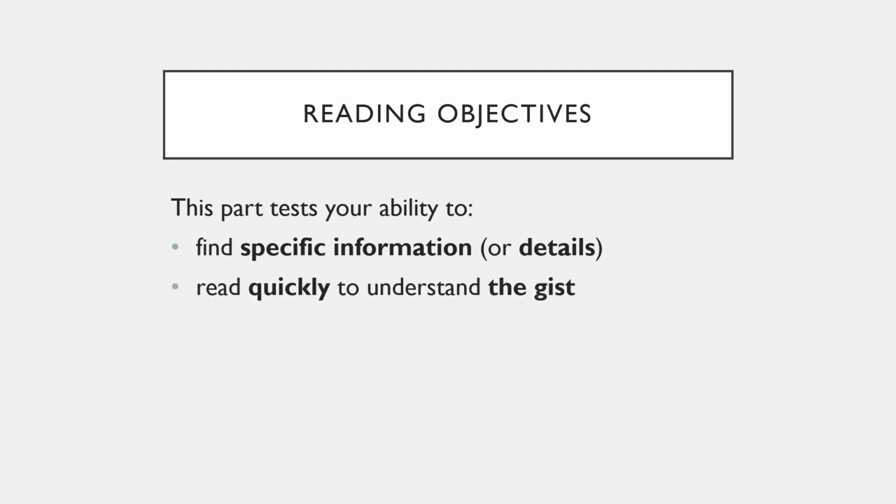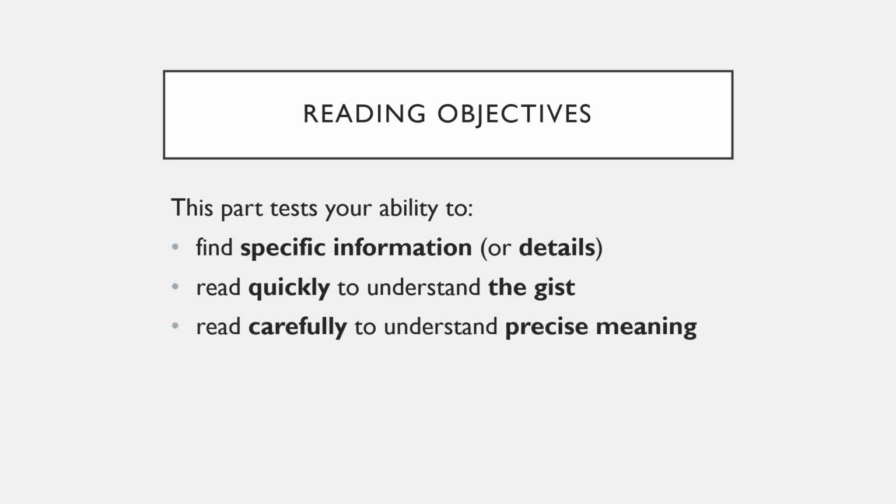Firstly, you're being tested on your ability to read quickly to understand the gist. That means reading something quickly to get the general idea without worrying about every word. And secondly, you're being tested on whether you can read carefully to understand the precise meaning of something. So, making sure that the meaning of the prompt and the relevant part of the text match.